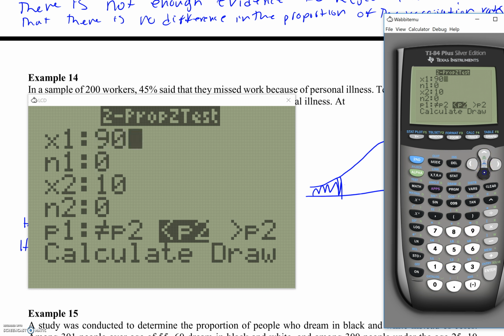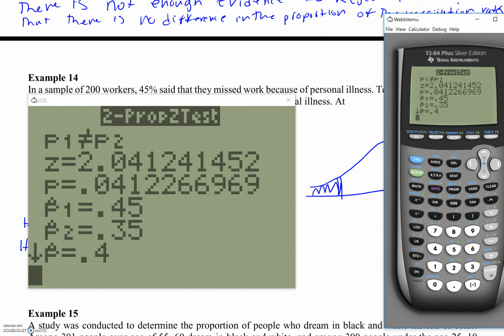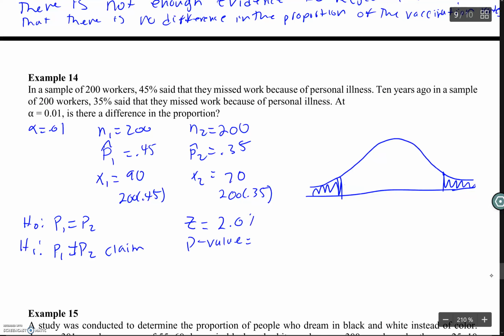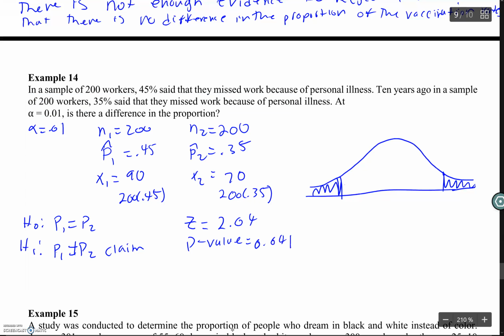X1 was 90, N1 is 200. X2 is 70, N2 is 200. And we are doing a not equals to test. And let's see what we get. So Z equals 2.04. And our P value is 0.041. And we'll compare that to the 0.01. So are we less than or greater than our alpha?